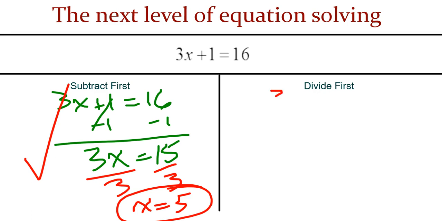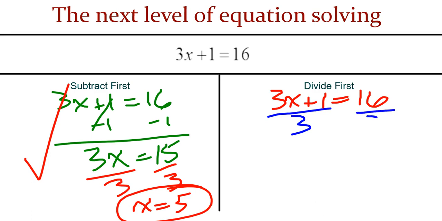So now let's take a look at 3x plus 1 equals 16 when we divide first. Now remember that multiplication, division, addition, and subtraction are all operations that happen to a side of an equation. And so to divide a side of an equation is not to divide a single term by 3, but to divide the entire thing by 3.